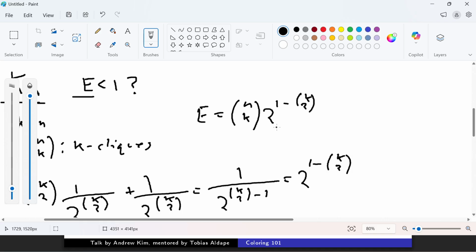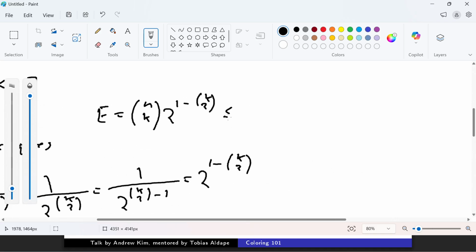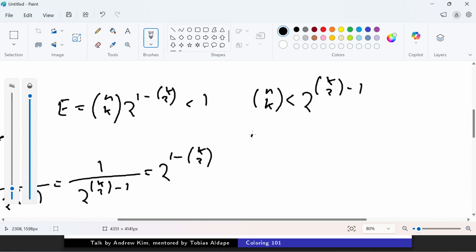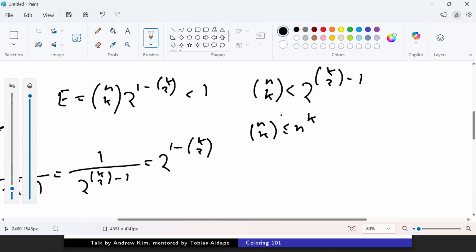And now we want this number to be small. In particular, we want it to be less than 1. So how do we make that possible? Well, if we rearrange the equation, sorry, my handwriting is not very good, but we get n choose k is less than 2 to the k choose 2 minus 1. And then we're going to use the fact that n choose k is less than or equal to n to the k. So if we can make n to the k less than this expression, then that's sufficient.